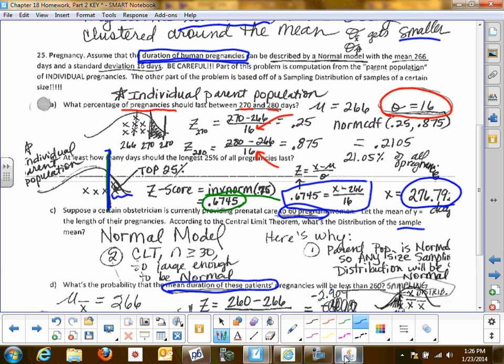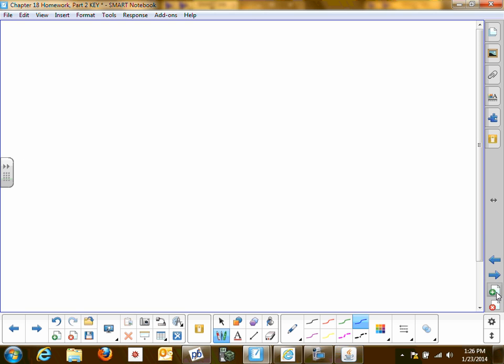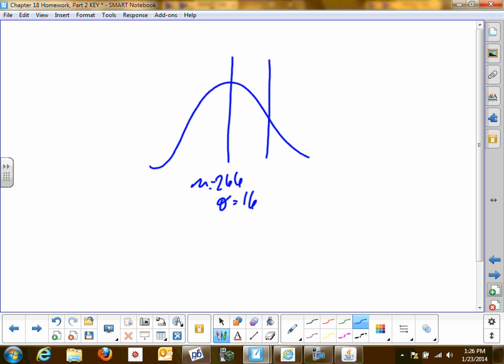Let me get a better picture of this. You've got this going on: a mean of 266, standard deviation of 16. The top 25%, and we're wondering how many days is this? So what do I need to figure out at this location first before I can count how many days that is? The z-score for it.